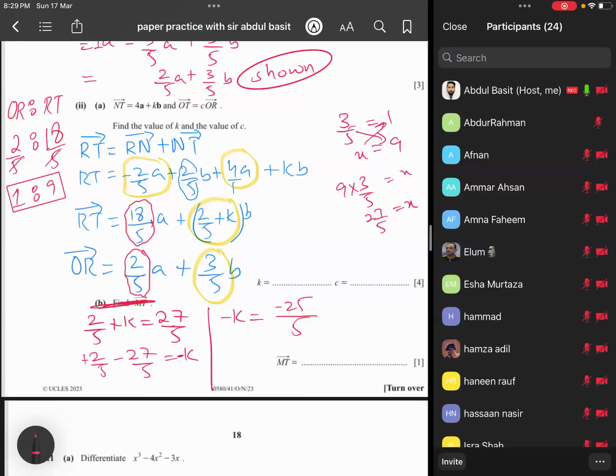25 minus 25 by 5, yes or no? So we can say that minus k is equals to minus 5. So k is equals to plus 5. K is equals to what? Plus 5. Understood everybody or not?